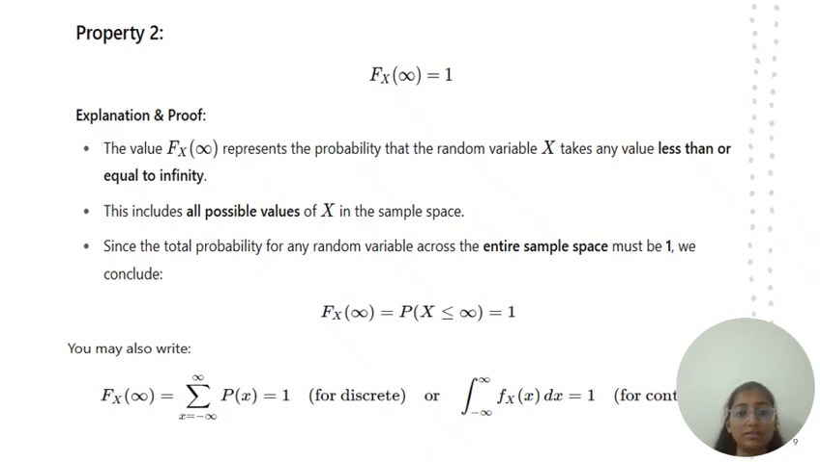It is concluded as follows. F_X of infinity equals P of X less than or equal to infinity, which equals 1. Here we are going to represent our discrete and continuous distribution functions as follows. F_X of infinity equals the summation from x equals minus infinity to infinity of p of x equals 1. This is for our discrete function, and the integral from minus infinity to infinity of f_X of x dx equals 1. This is for our continuous function.